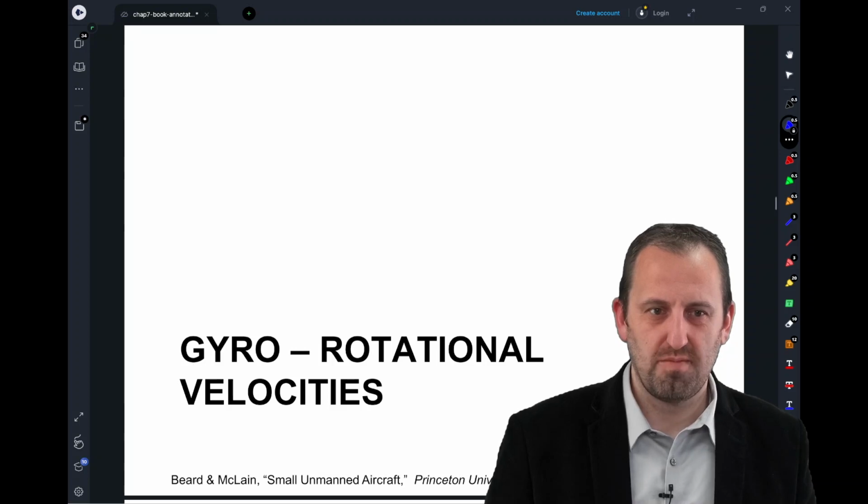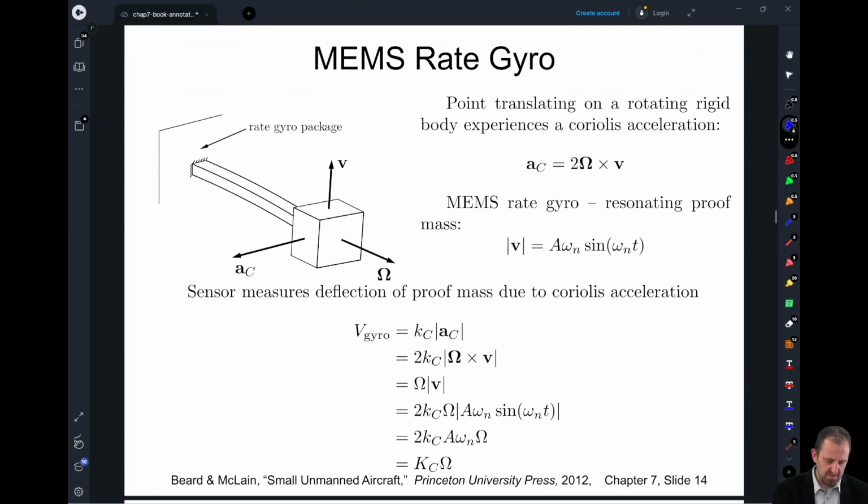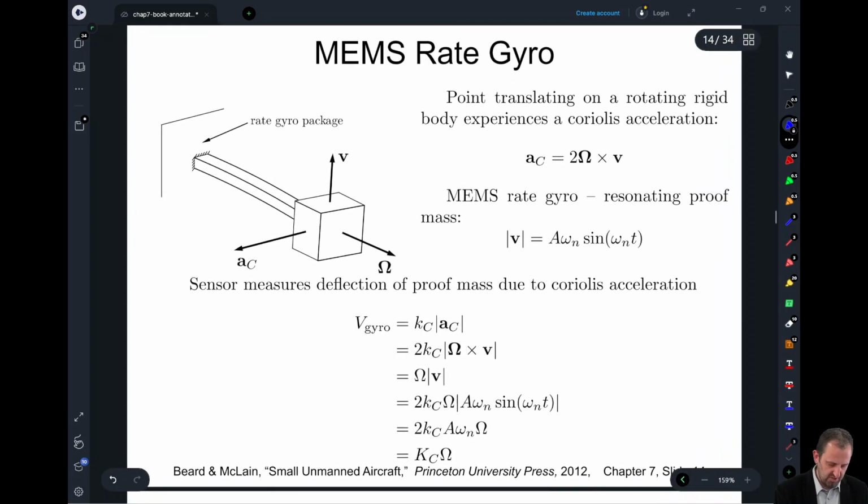In this lecture, we're going to be talking about the gyroscope, which is used to measure our rotational velocities. So let's go ahead and get started. So here's a depiction of a MEMS rate gyro. And gyros are a really interesting contraption.